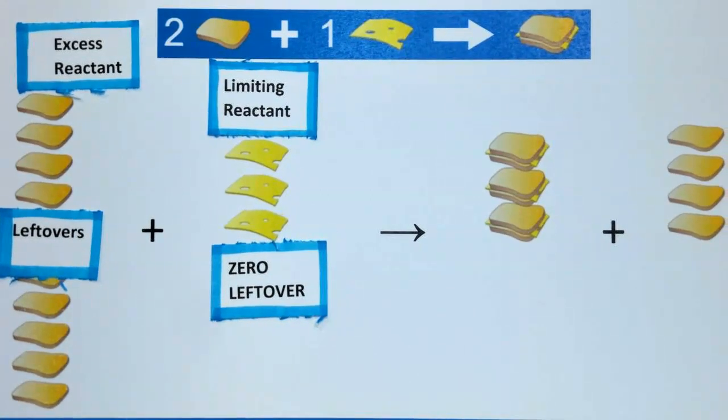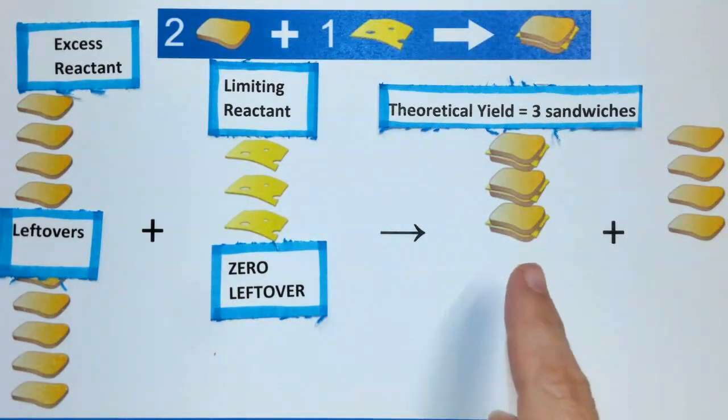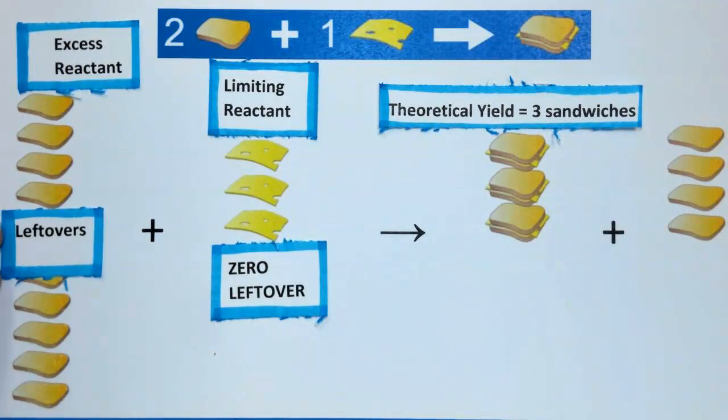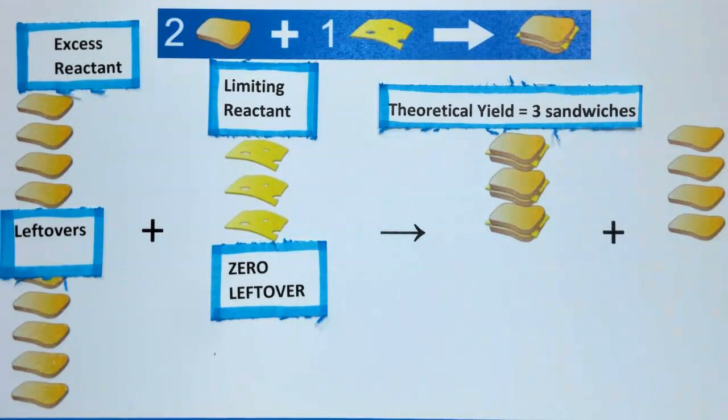Now, this 3 sandwiches is known as the theoretical yield, which means if everything goes perfectly as planned on paper, I should theoretically be able to make 3 sandwiches.